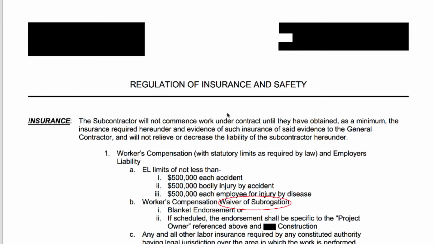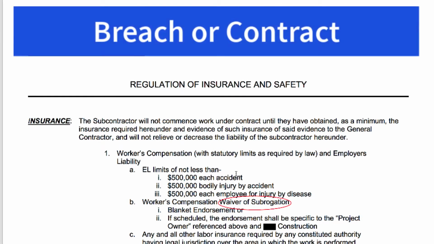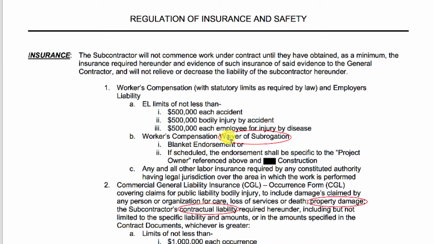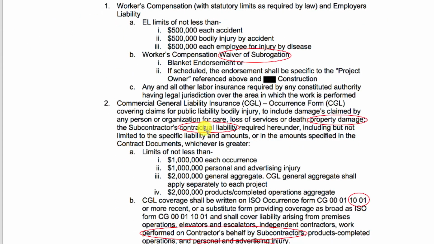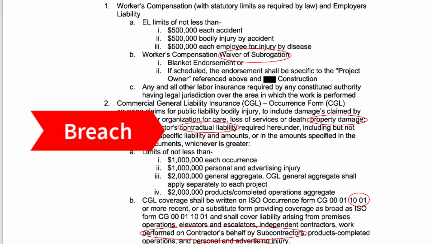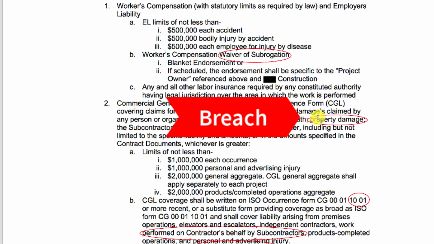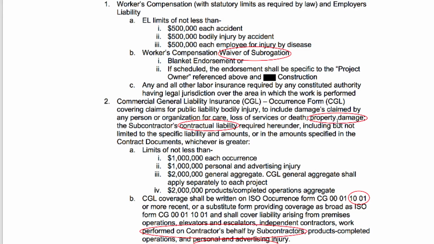Here's a quick example of a contract that I just reviewed for a subcontractor today to demonstrate breach of contract issues. Under the workers' comp section, they required a waiver of subrogation. They were not providing that. They had the contractual liability obligation. Oftentimes this requires broad form. They were in breach there. Property damage coverage. They were in breach there. This is a common exclusion in every policy.